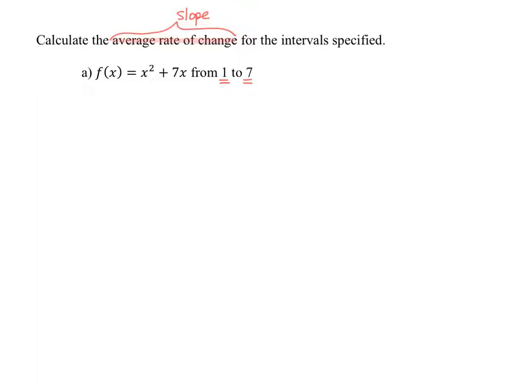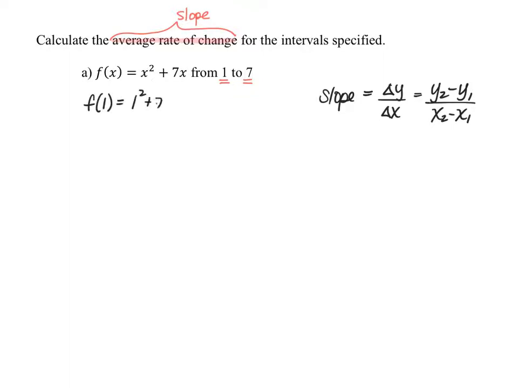So remember, slope is essentially the change in y divided by the change in x. So we want to subtract our y values, subtract our x values, and then divide the difference. So we have an x value of x equals 1. So we're going to go ahead and substitute 1 into our function so we can get the corresponding y value. So that's 1 squared plus 7 times 1. 1 plus 7 is 8. So that means our coordinate is (1, 8). When we put in 1, our output is 8.